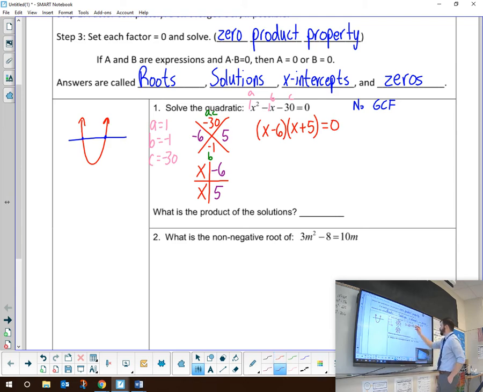We're going to take my two factors here. We're going to go x minus 6 and set that equal to 0. And I'm going to go x plus 5 and set that equal to 0. And then we're going to solve for what x is. Okay? We take each one of my factors and set it equal to 0, and then we solve for what my x's are. So to solve this, I'm going to start off by adding 6 to both sides.